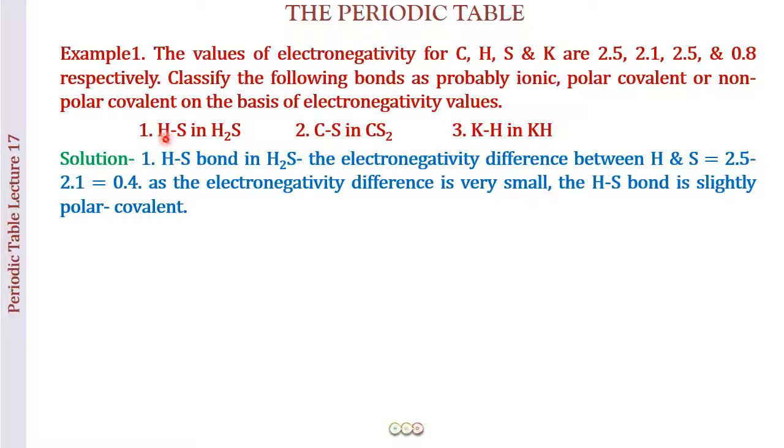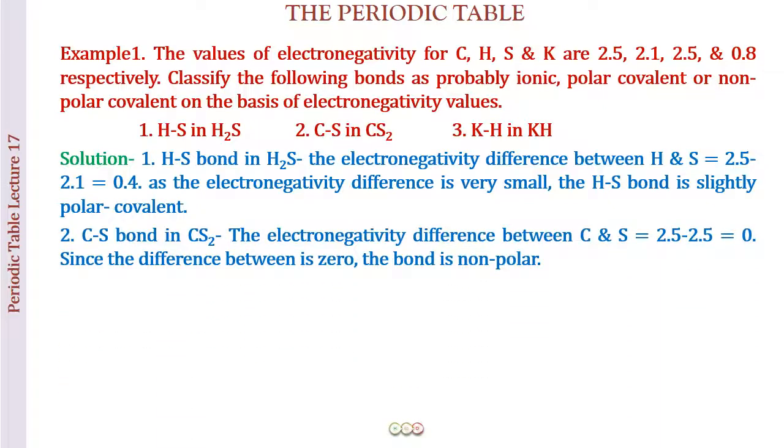Now if we see the H-S bond in H2S, the electronegativity difference is going to be 0.4. This difference of 0.4 is quite small. So we can say that the H-S bond is going to be slightly polar covalent. Had it been 0, we would have said it is non-polar. But because it is 0.4, we say that this is slightly polar covalent. Next we have the C-S bond in CS2. Now the electronegativity difference between carbon and sulfur is 2.5 and 2.5. So this is 0. If this is 0, what are we going to say? That the bond is non-polar.